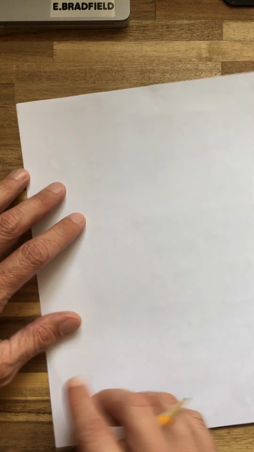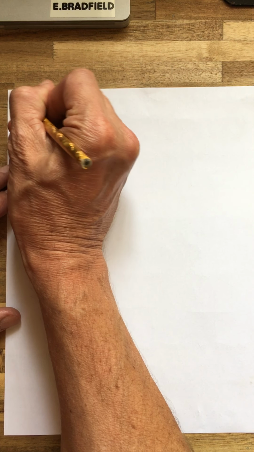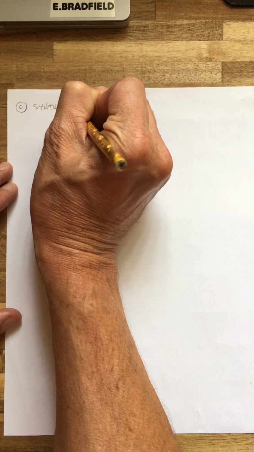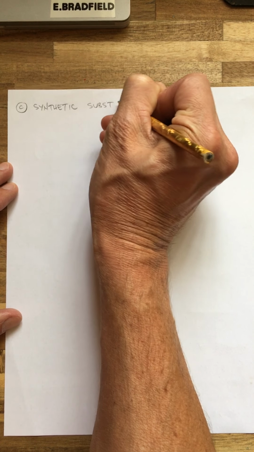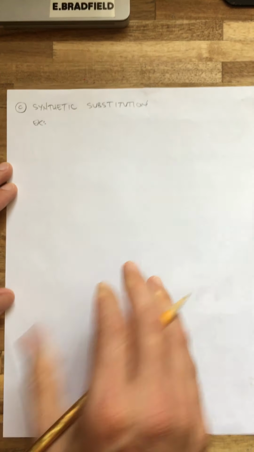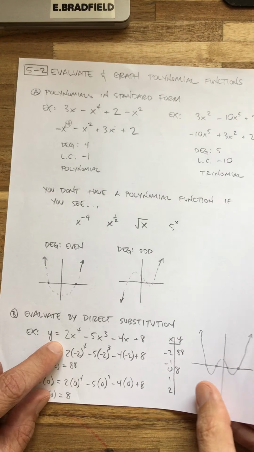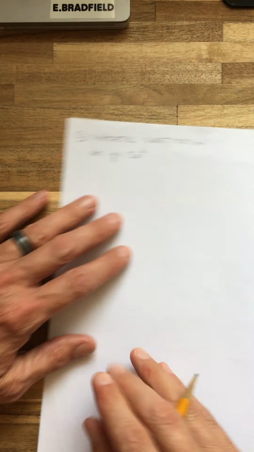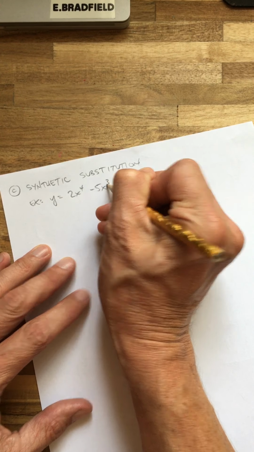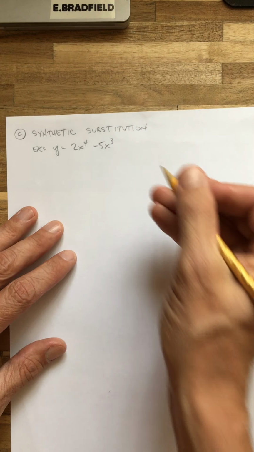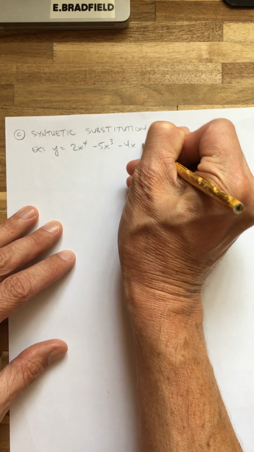So here we go. So part C, synthetic substitution. All right, and here's our example. I'll use the same one that I used a second ago. So it's y equals 2x to the fourth minus 5x cubed, minus 4x plus 8.